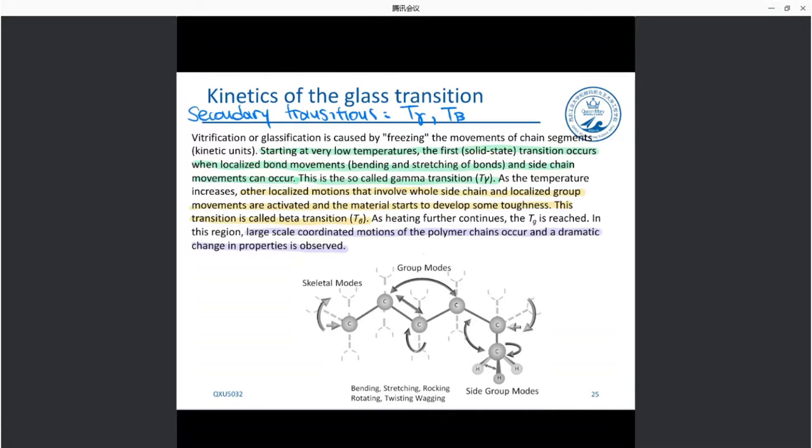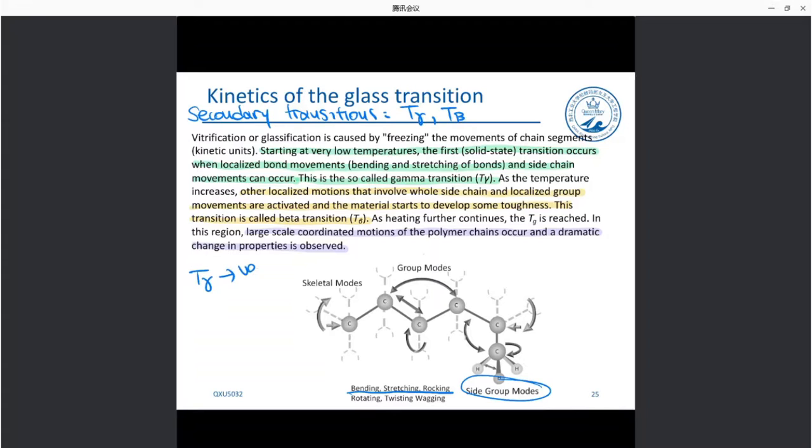Okay, so we start again. In the gamma transition, we have localized bond movements, so we have bending, stretching, and rocking of the bonds, and side chains also move, such as side group movements. Then we increase the thermal energy even further. We have localized motions that involve whole side chain and localized group movements. So we have a beta transition.